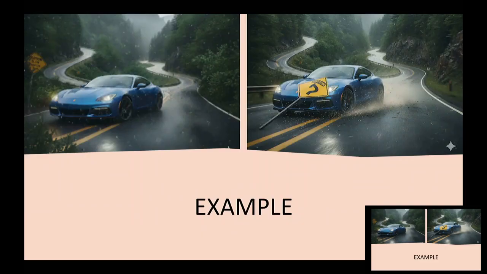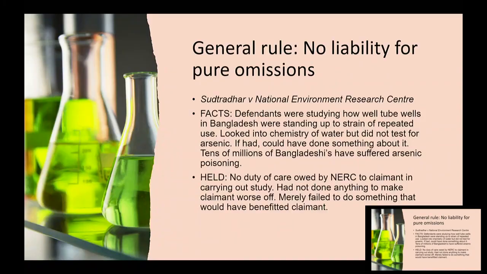Now, it's much more difficult to show that a defendant has a duty of care to confer a benefit on a claimant, but it is not impossible. So we have a general rule that we are not liable for our omissions. We don't owe duties of care to others to do things. We don't owe duties of care for our omissions. But there are exceptions, and we are going to go through those exceptions. The first case I want to talk about, though, is one that illustrates the general rule, that there is no liability for omissions. It's a case called Sutradhar v National Environment Research Council.